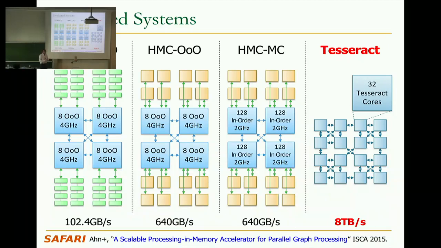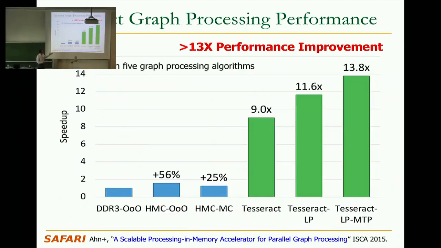So we improve the bandwidth a lot, and latency also reduces. And what is the effect on performance? Essentially, you get significant performance improvement, more than 13x, averaged across 5 different graph processing algorithms that are used across industry and many other places. But I don't think this is the end, because we didn't really optimize the system a lot. I think you can do even better than 13x in this case.